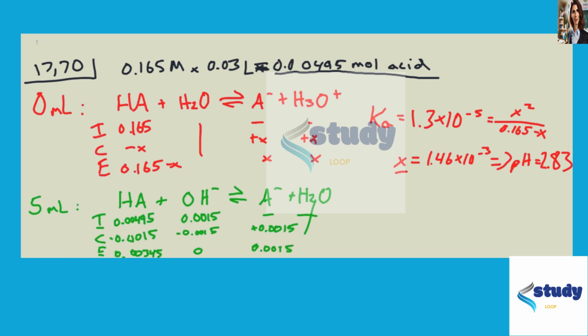Now we can use the Henderson-Hasselbalch equation, so pH is equal to our pKa, which is the negative log of this, which is 4.89, plus the log of the base over the acid, 0.0015 divided by, excuse me, 0.00345. And that will give us a pH equal to 4.53.